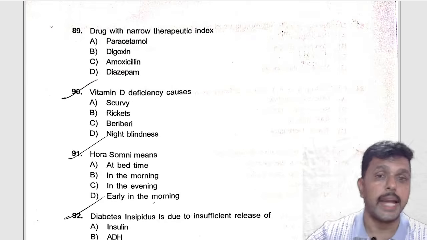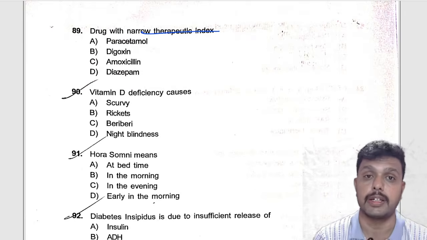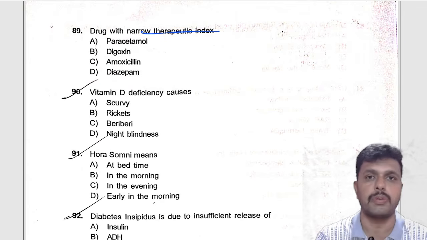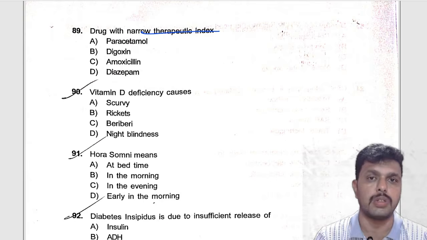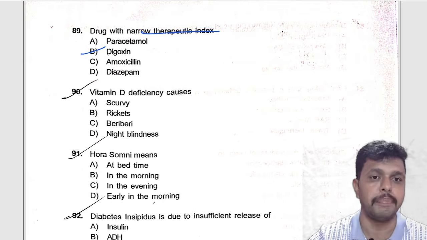Next, drug with narrow therapeutic index. Narrow therapeutic index means this is a less safe drug. The minimum effective concentration and the minimum toxic concentration are very close in value. So that is narrow therapeutic index. It is specially seen in digoxin.